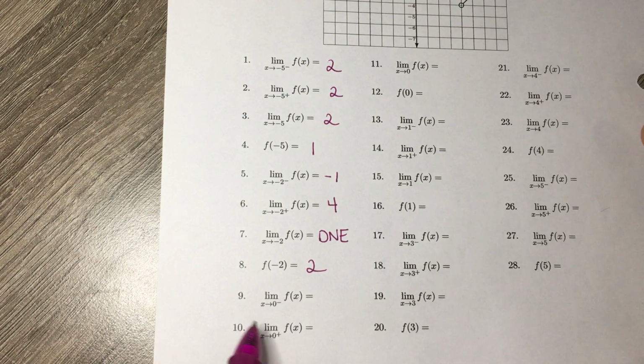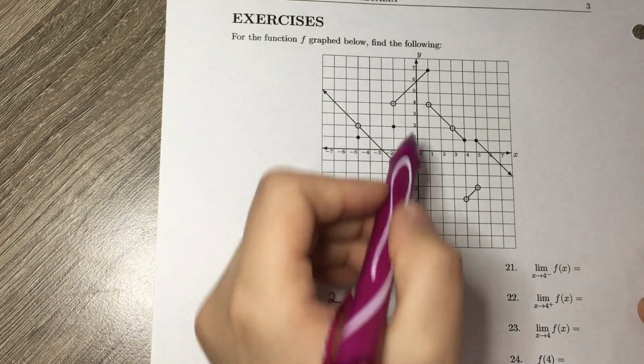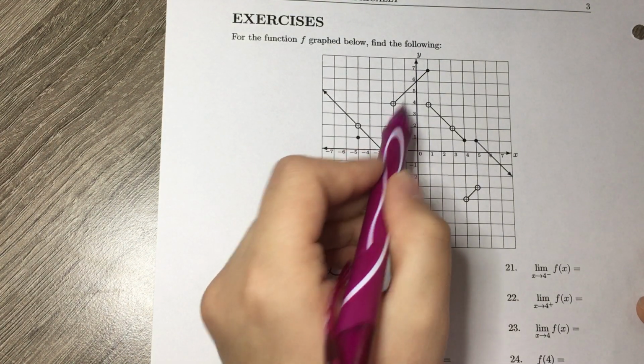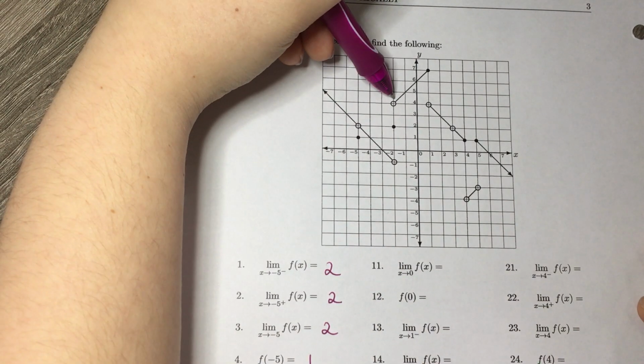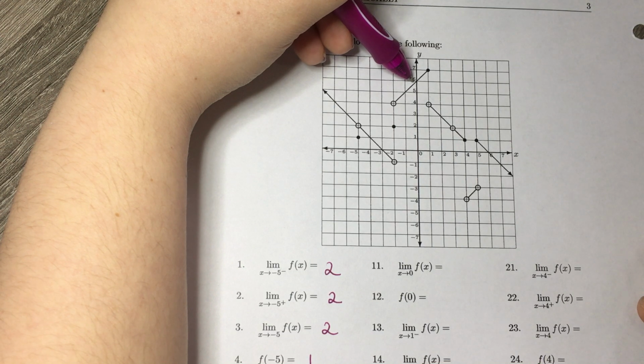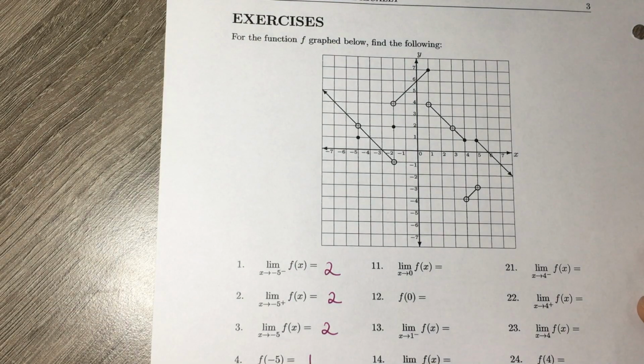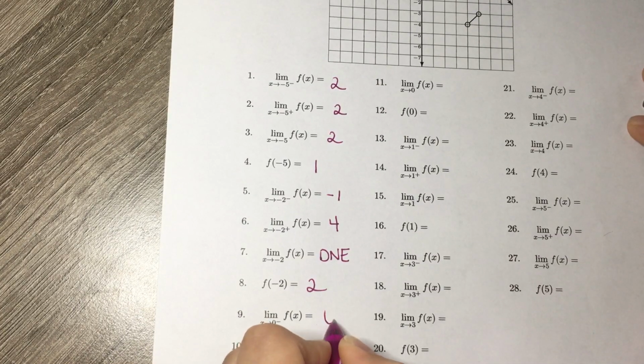All right, moving on to number 9 here. We're going to approach 0 from the left. So here I'm at 0. I need to see where my function is from the left. Here it is. So I'm coming from the left towards the x value 0. My y value gets closer and closer and approaches the value 6.